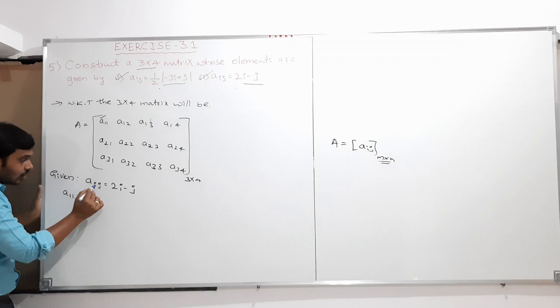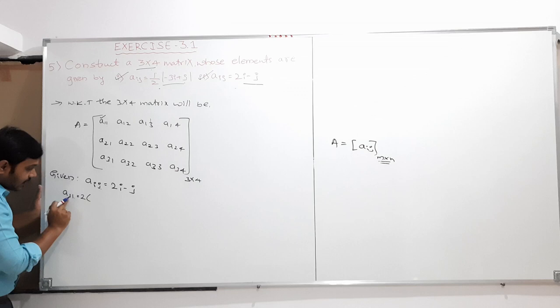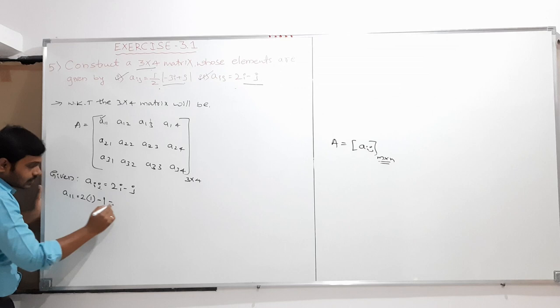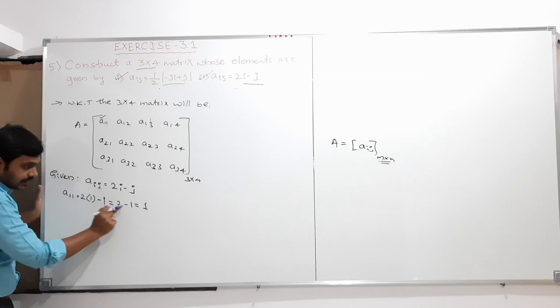So 2 into, what is the i value here? It is 1, minus j value, 1. So 2 into 1 is 2, minus 1 is equal to 1. 2 ones are 2, minus 1, 2 minus 1 is 1. Clear?